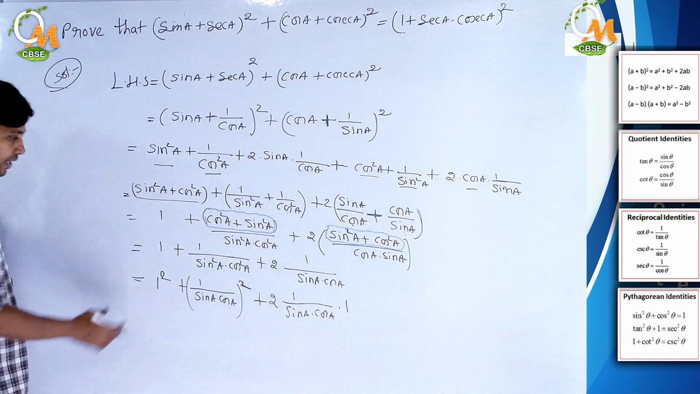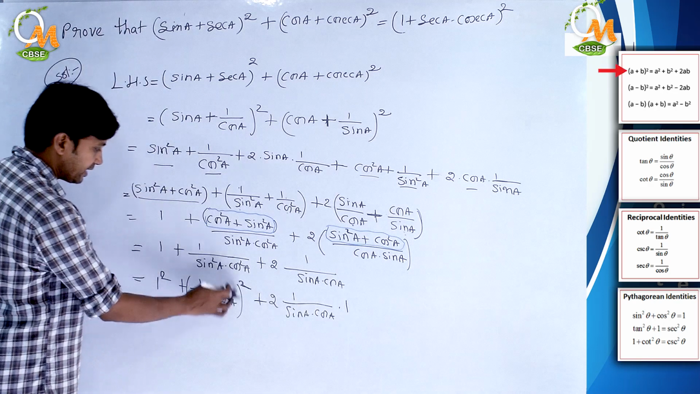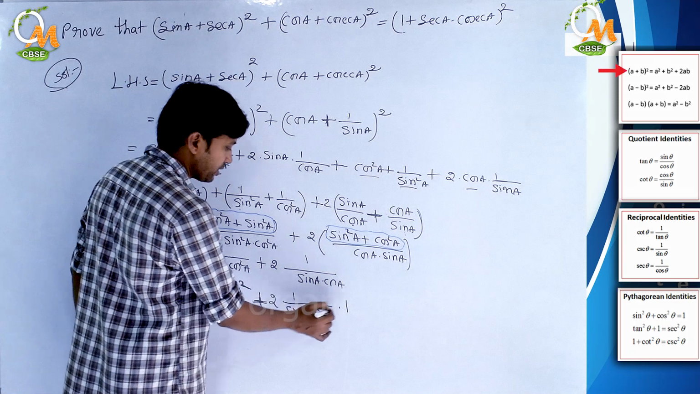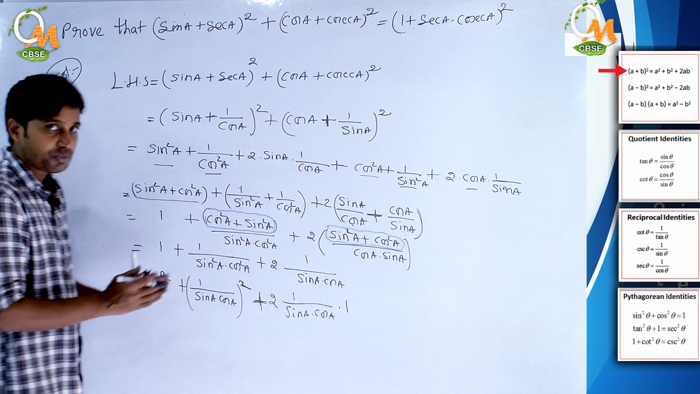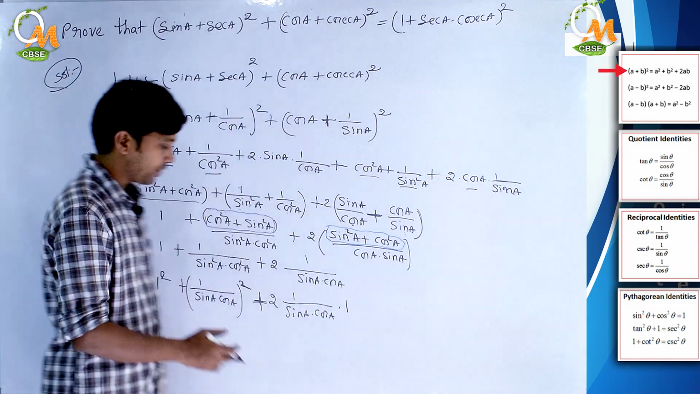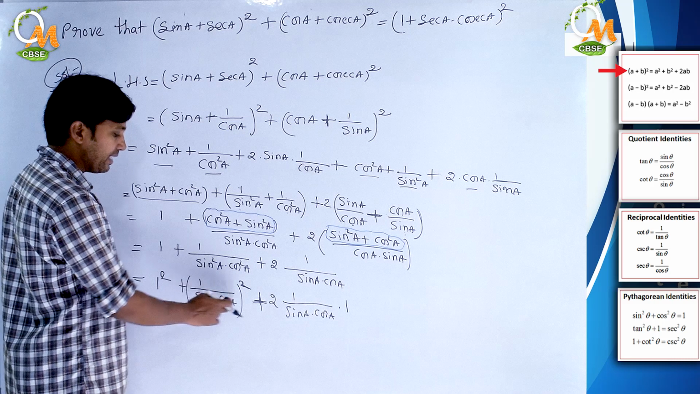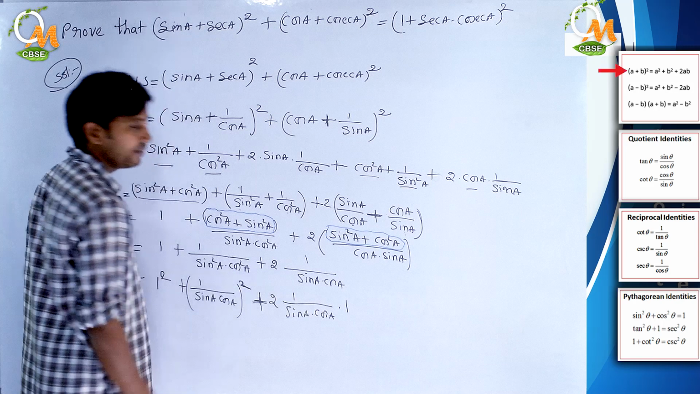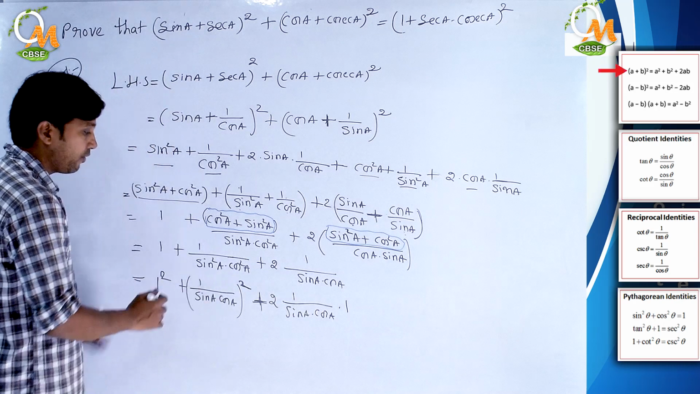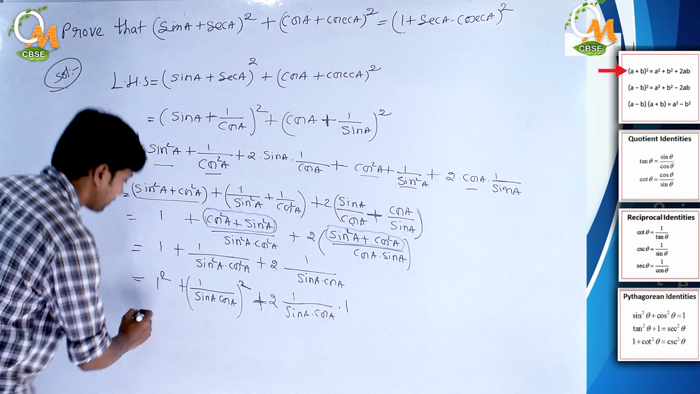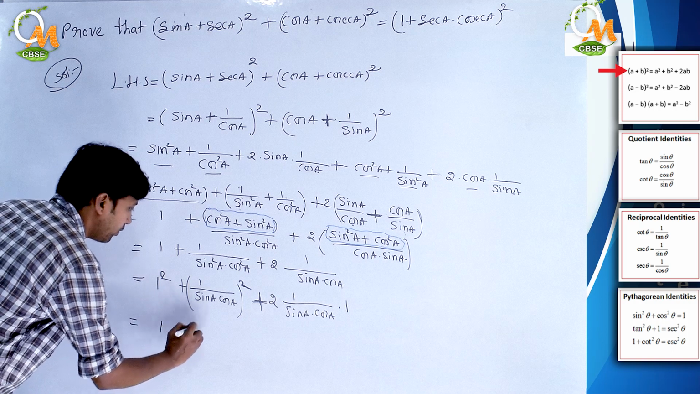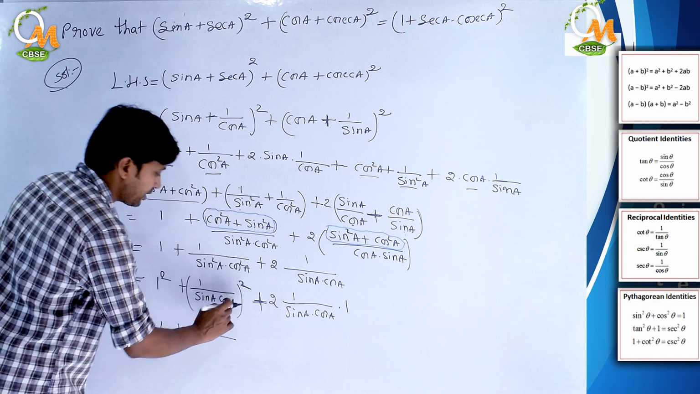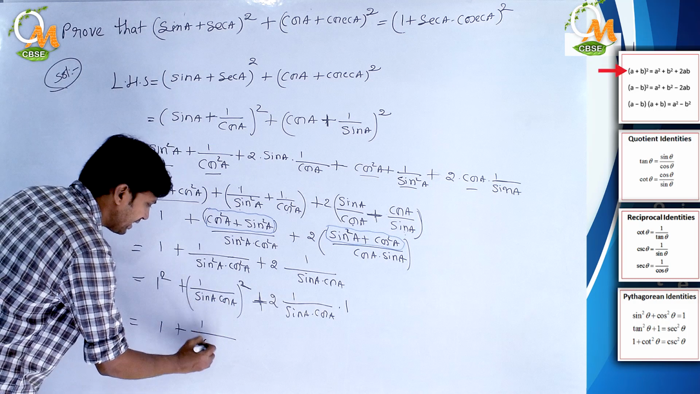So if you observe, this is 1 square and this is 1 by sin A cos A whole square, plus this is 2 into 1 by sin A cos A into 1. So is it in the form of A plus B whole square expansion or not? Yes, if you consider 1 as A and 1 by sin A cos A as B, then this is A square plus B square plus 2AB. So it is an expansion of A plus B whole square. What is A? 1. What is B? 1 by sin A cos A. I can write it as cos A sin A also.